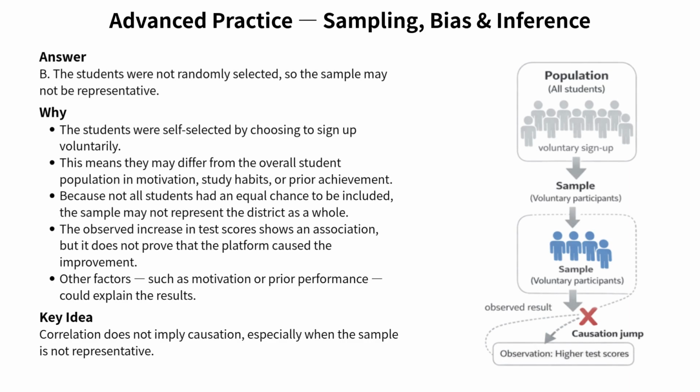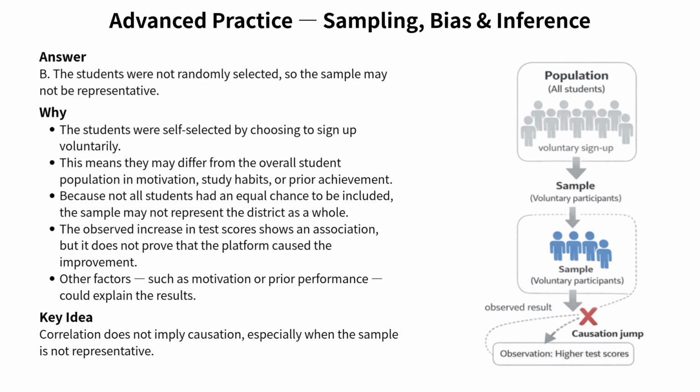Let's go through the correct answer together. The correct answer is B. The students were not randomly selected, so the sample may not be representative. The key issue here is how the data was collected. Look at the diagram on the right. At the top, you see the full population, all students in the district.